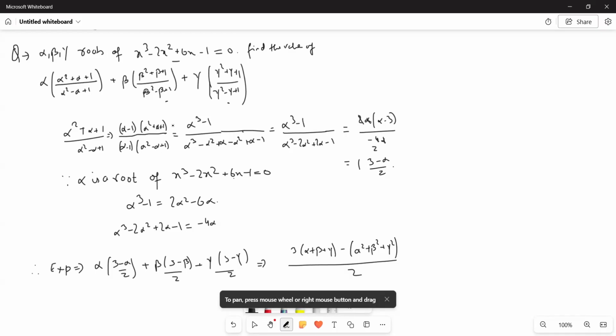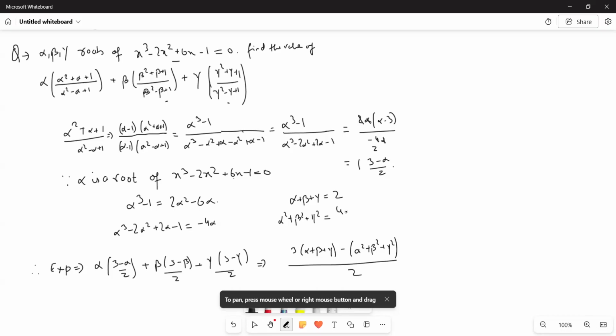Now given that alpha, beta, gamma are the roots, what will be the value of alpha plus beta plus gamma here? 2. Sum of the roots is minus b by a. And how do we get alpha square plus beta square plus gamma square? 2 square minus 2 into alpha beta plus beta gamma plus gamma alpha. Arre, remember the formula, b square minus 2ac by a square. Sum of the squares is always b square minus 2ac by a square.